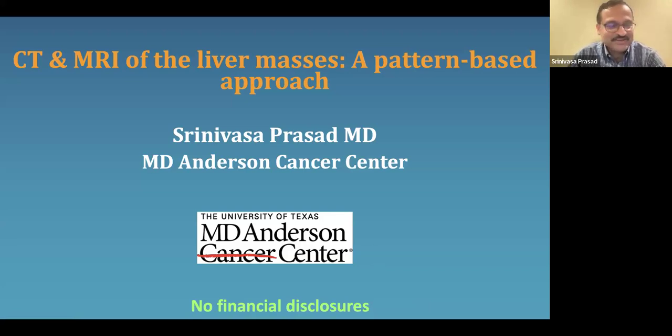Today, we are going to look at some of the ways by which we can characterize liver masses based on CT and MRI characteristics. We'll try to see if we can do a better job at characterization of a wide spectrum of primary liver tumors. I will not be dealing much with metastatic disease, which is by far the most common tumor of the liver, but we'll try to see some examples as well.